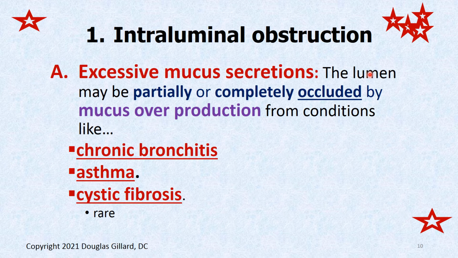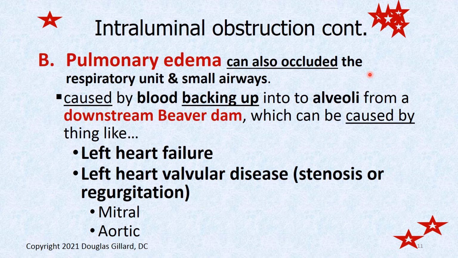Excessive mucus secretion. Mucus is overproduced in people who have chronic bronchitis, who have chronic asthma, and cystic fibrosis. What else can obstruct the lumen?